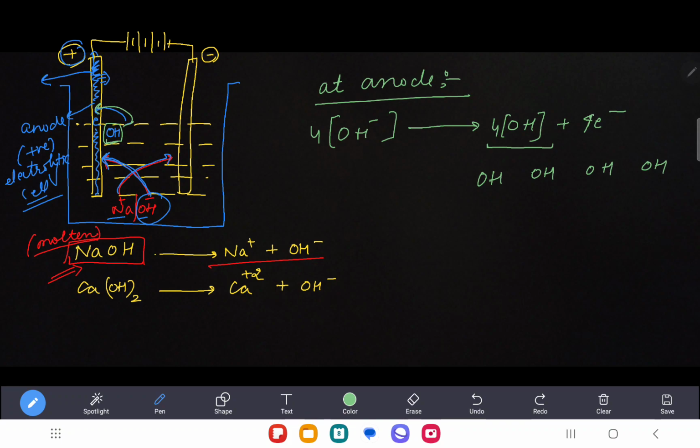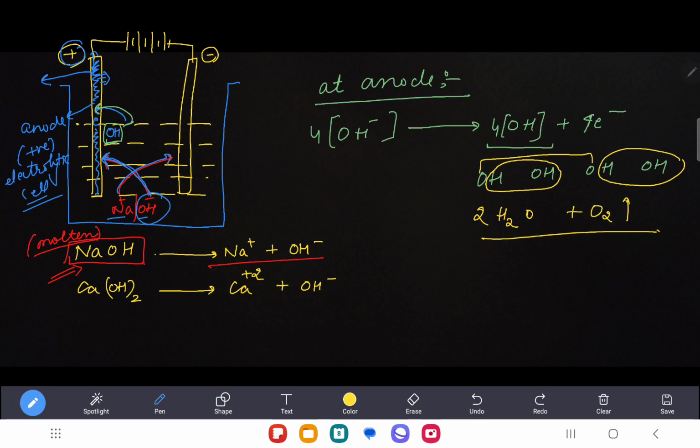These 4 OHs are becoming neutral. How do they rearrange themselves? See, 2 H2O and O2. So H2O is formed and O2 shall be formed. So always, whenever it is a chance of OH negative to reach the anode, this shall always be the same product. So you can learn it as well.